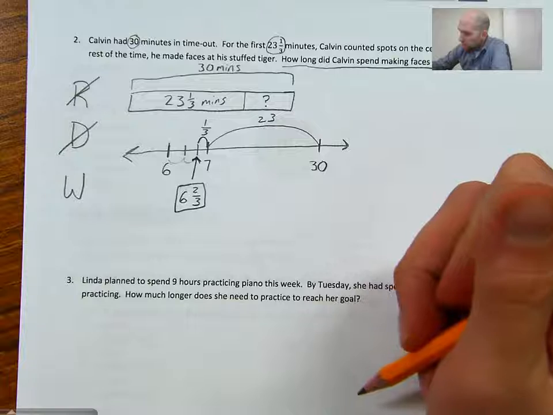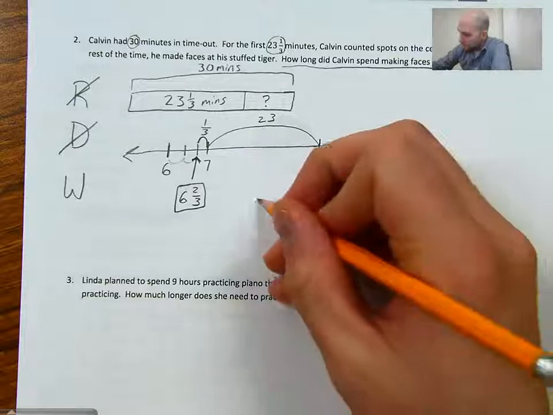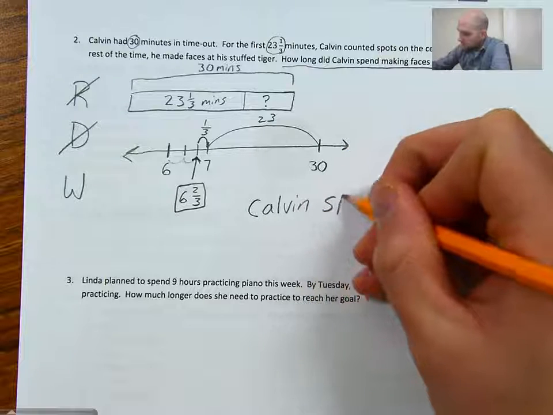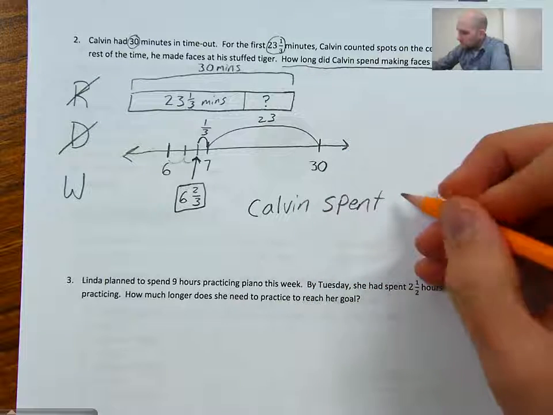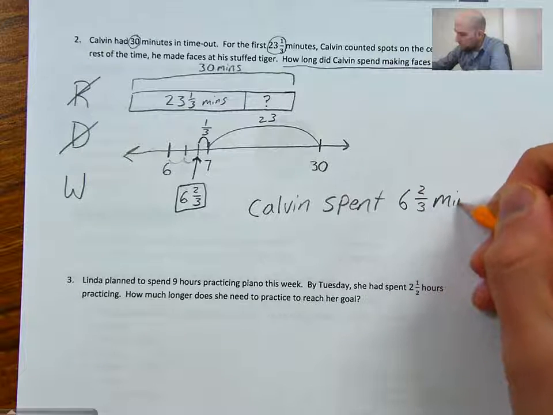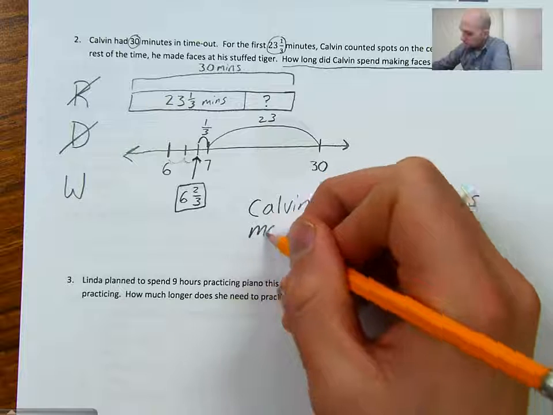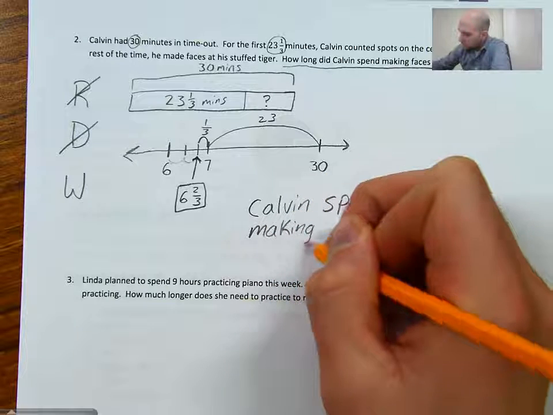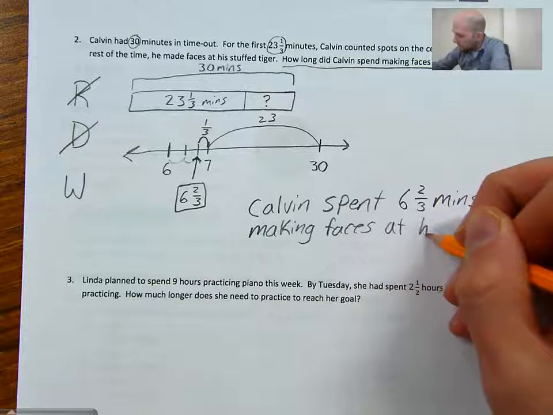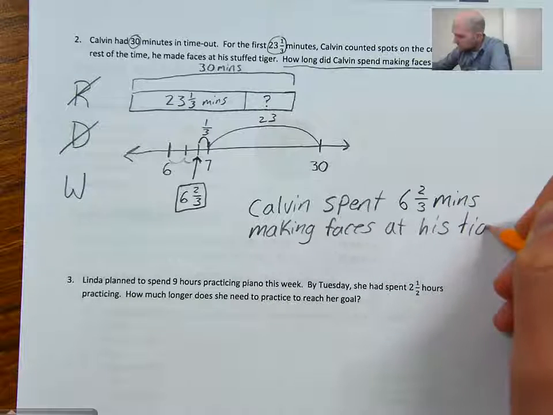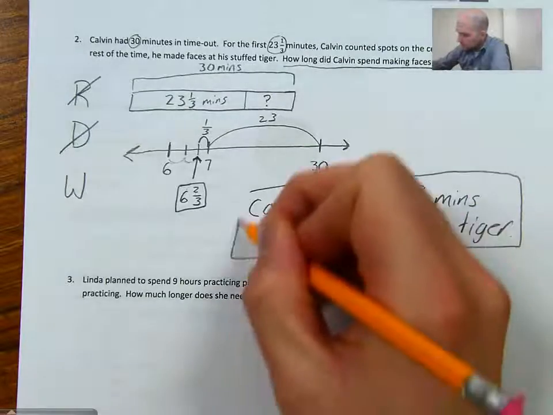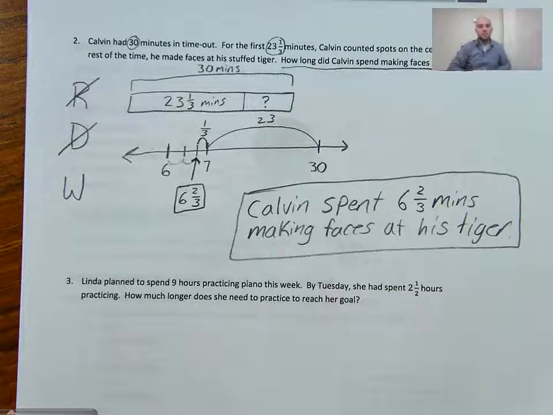We look at our question, how long did Calvin spend making faces at his tiger? Calvin spent 6 2/3 minutes making faces at his tiger. There is our answer. All right, so that's where we're going to stop for today.